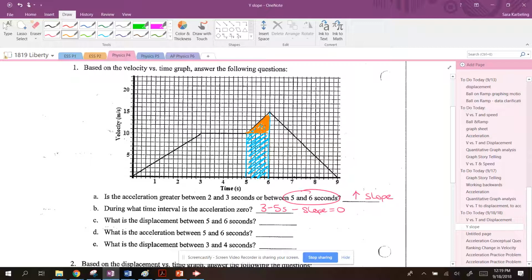No, for the whole thing. The area of the trapezoid? Well, let's do the triangle is 5 times 5, divided by 2. Okay, so that's 12.5 for the triangle. Oh, you know what though? Hold on. You're right, you only knew the triangle. I didn't read it carefully. The displacement between 5 and 6 seconds is just the triangle because the other stuff is the displacement from the origin.